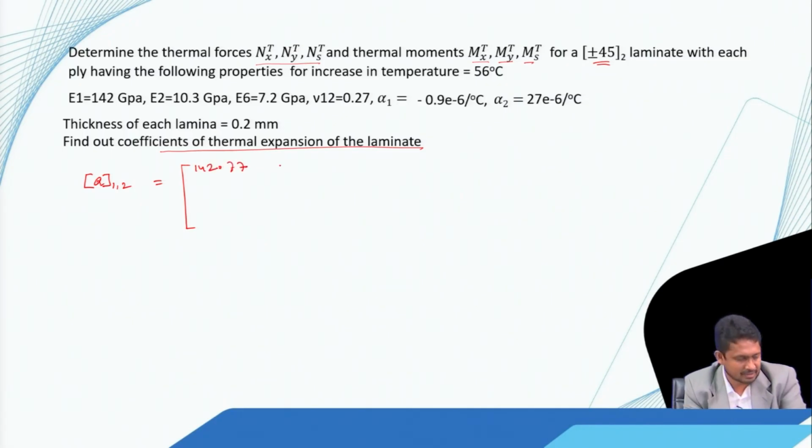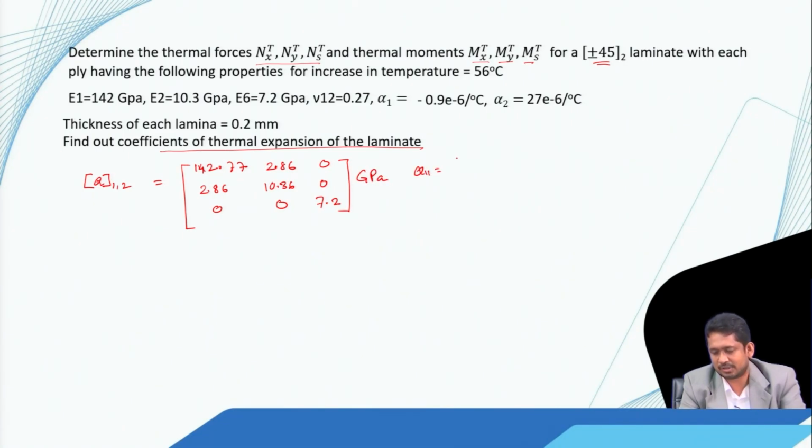Q11 is 142.77, Q12 is 2.86, and then Q16 is 0, then 2.86, then we have 10.36, 0, 0, 0, 7.2, and this is in GPa.